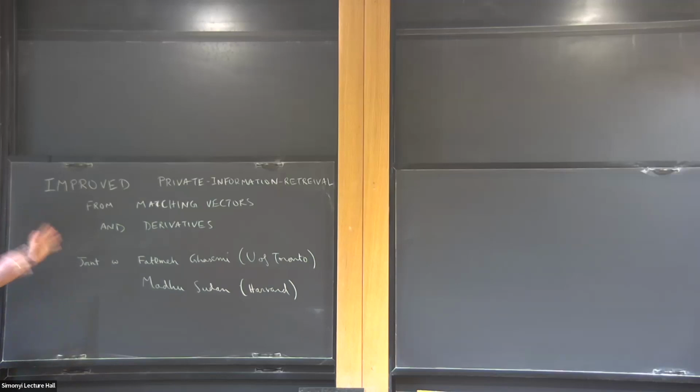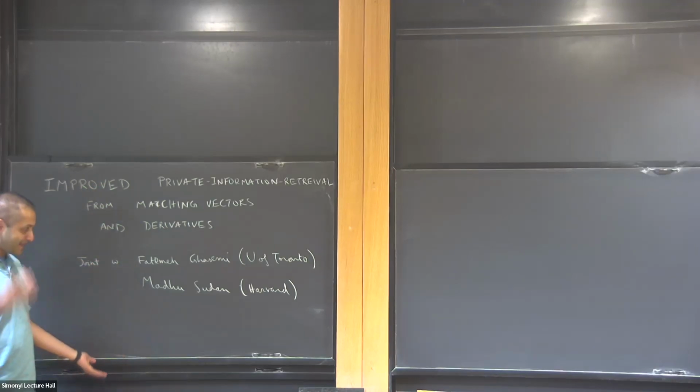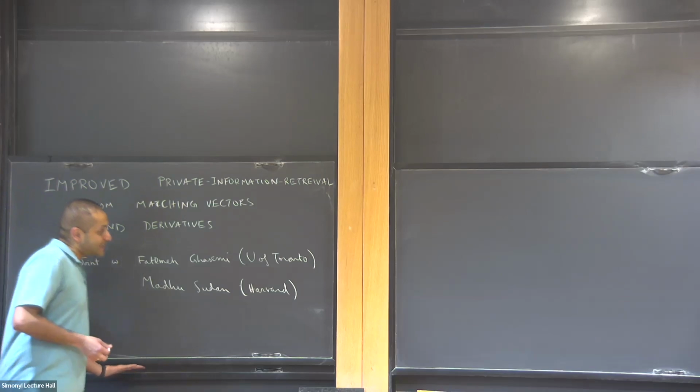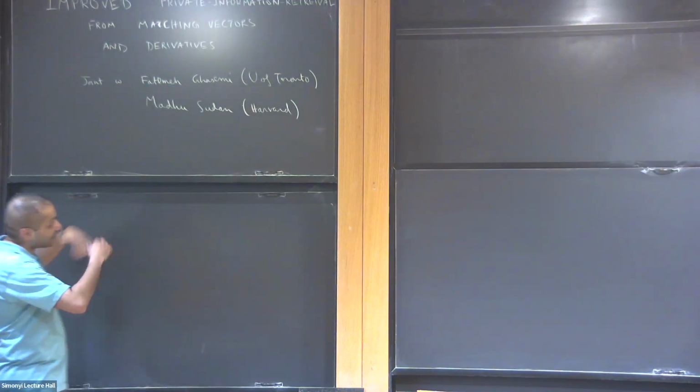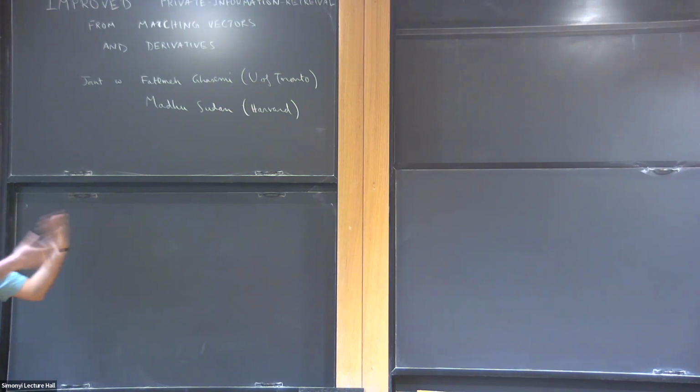So I'm talking about private information retrieval from matching vectors and derivatives. This is joint work with Fatima Kashemi, my student at Toronto, and Madhusudan, my advisor. I will set up the problem of private information retrieval, and give a tutorial on all the different ways we know how to do it. That will cover, let's say, 60% of the talk, and then we'll start seeing a little bit of different things. Please stop me and ask questions.